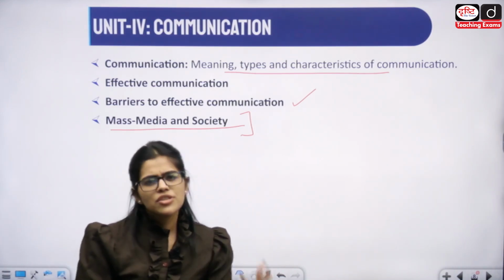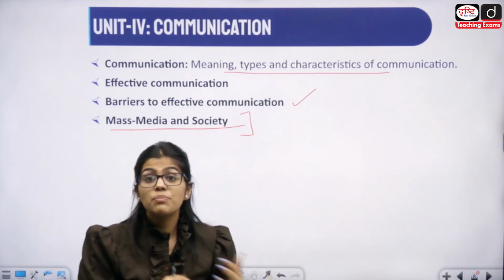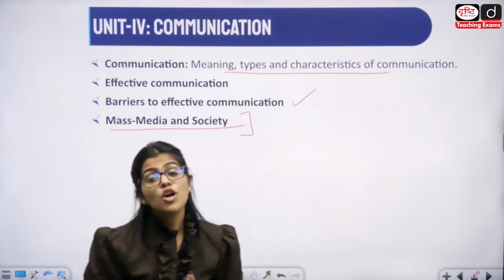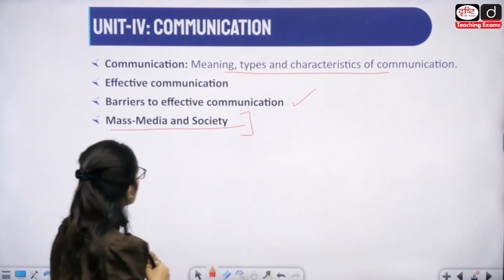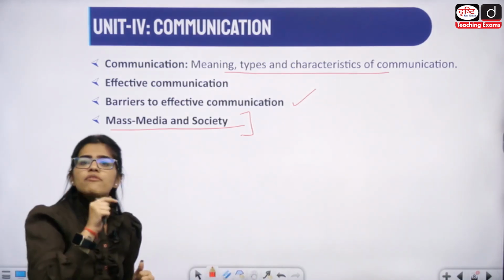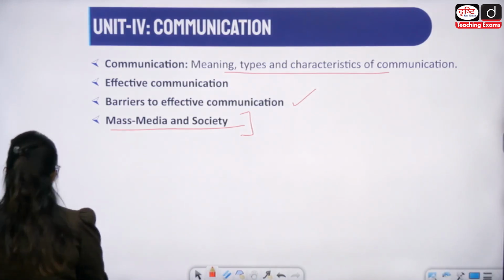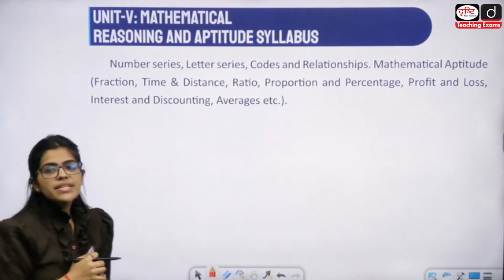So being a literature student, you tend to know about these things. But in paper 1 also they ask questions from Marshall McLuhan. So we will go in greater detail and talk about some of the theorists also. Then we have the unit number 5.